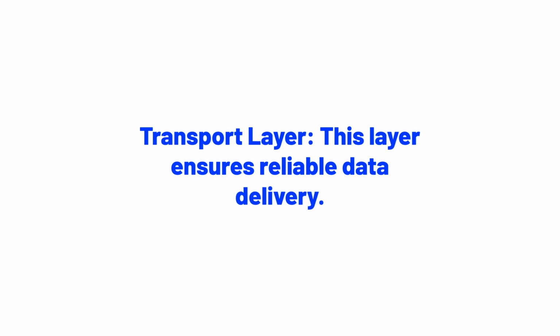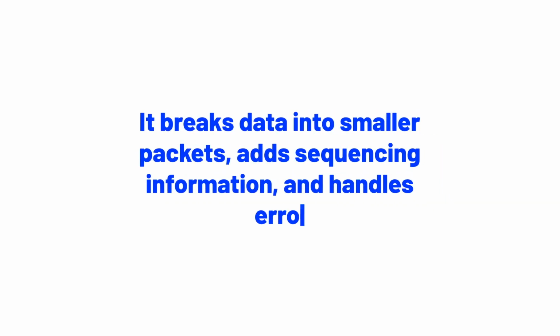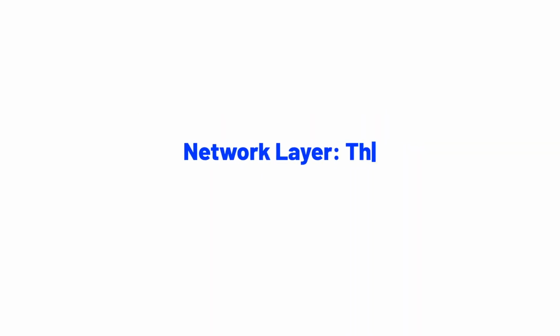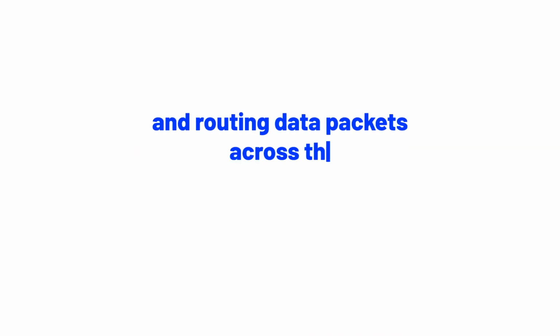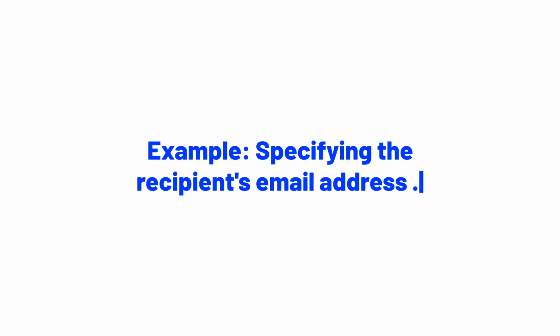Transport layer. This layer ensures reliable data delivery. It breaks data into smaller packets, adds sequencing information, and handles errors. Example, sending an email attachment. Network layer. This layer is responsible for addressing and routing data packets across the network. It's like the post office sorting mail by zip code. Example, specifying the recipient's email address.